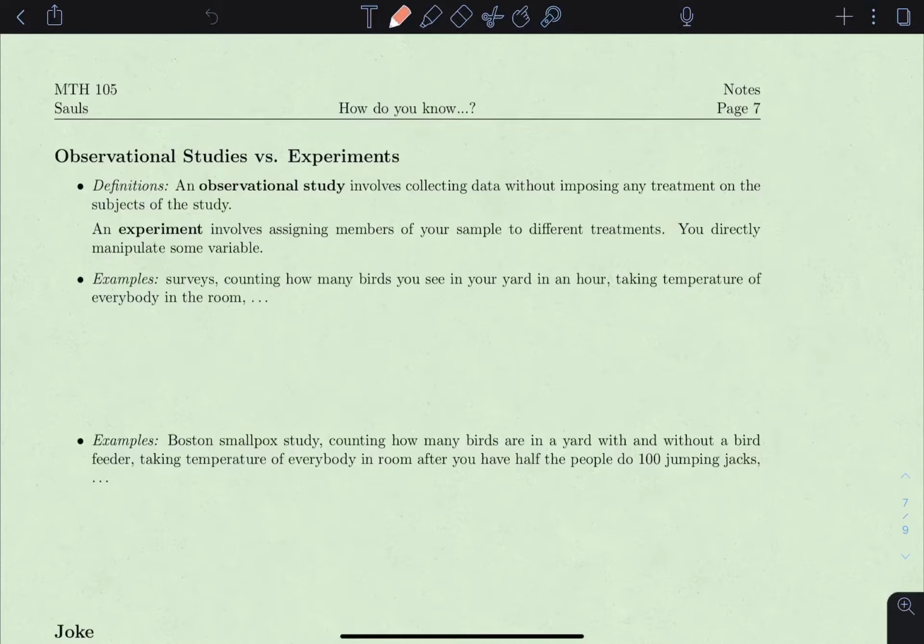So here are some examples of observational studies. We have any type of survey. So anytime you're just asking people questions, you're not really trying to mess with them or change a variable. Although poorly worded questions maybe can be viewed as imposing your treatment, but generally a survey is an observational study.